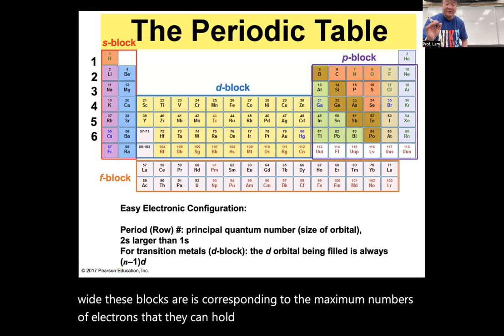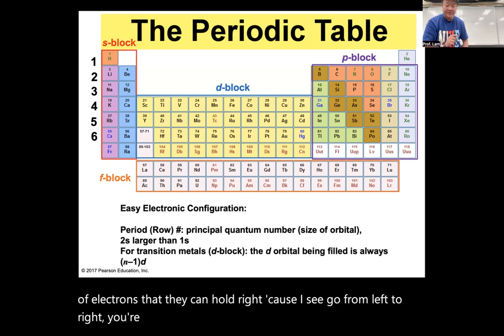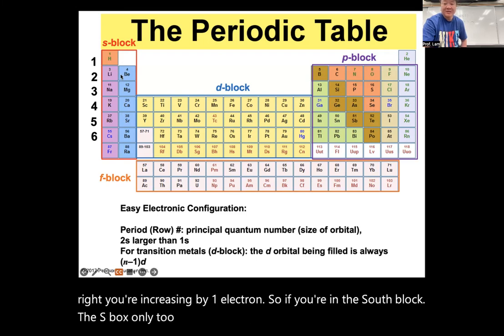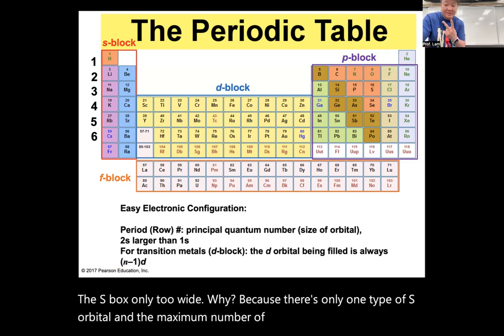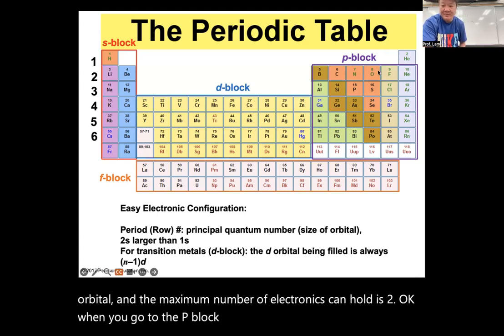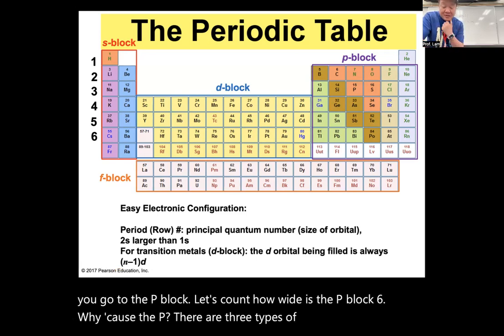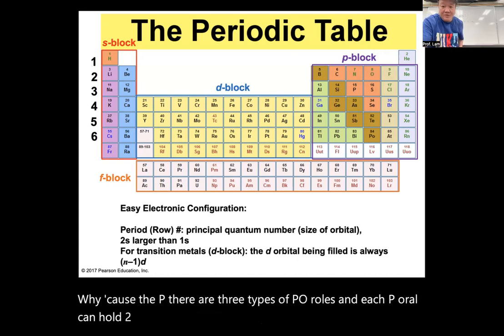Because as you go from left to right, you're increasing by 1 electron. So the S block is only 2 wide. Why? Because there's only 1 type of S orbital, and the maximum number of electrons it can hold is 2. When you go to the P block, let's count. How wide is the P block? 6. Why? Because there are 3 types of p orbitals, and each p orbital can hold 2 electrons for a total of 6, right?